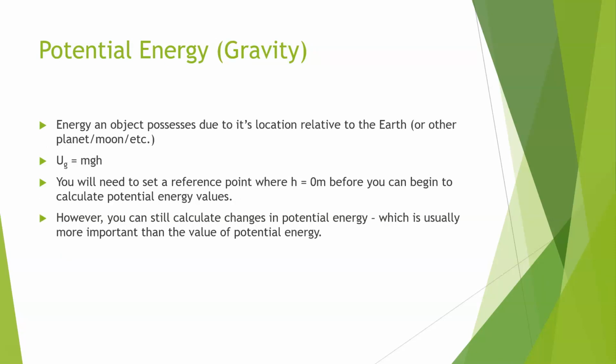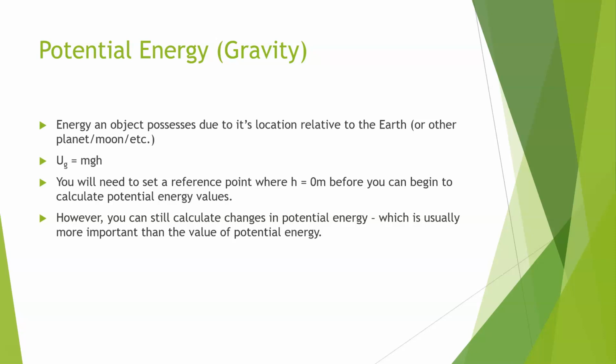The other type of energy is potential energy. There were two of them, gravity and spring. Potential energy is abbreviated with the letter U with the subscript of G or S, depending on which one. Now, the gravitational potential energy is due to your location on Earth. It can be positive, it can be negative, it can be 0.